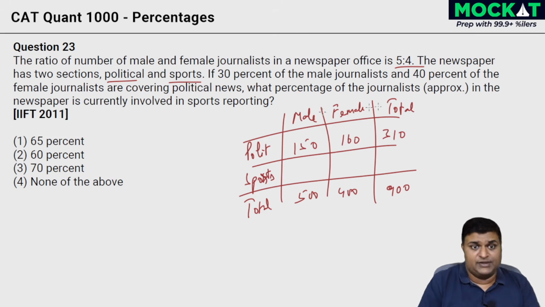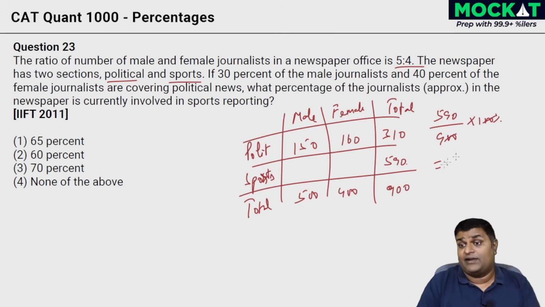What percentage of journalists in the newspaper is currently involved in sports reporting? Percentage of total journalists in sports. You subtract over here, you get 590. 590 out of 900, right? 590 by 900 into 100%. The zeros are cancelled. 590 by 9, so 6 9s are 54, and then you have 50, 5, 45, and then 65, 5 by 9%. The closest over here is 65.